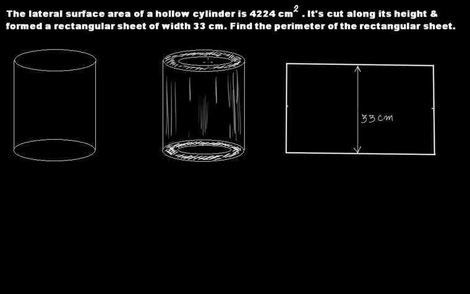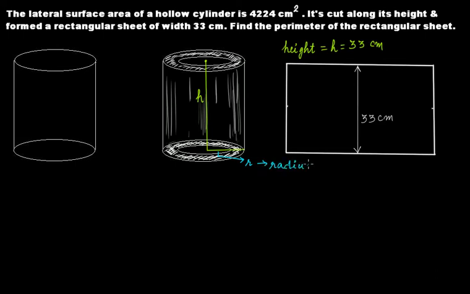So let's say that it's here. This will be the height and this will be the radius of the outer circular surface. So from here to here, this is h. Let's say that height is h, which is 33 centimeters in this case. And let's say that this is the radius of the outer circular surface. Radius is r.